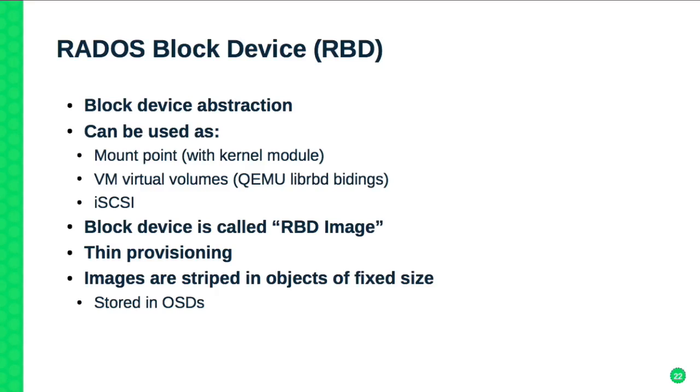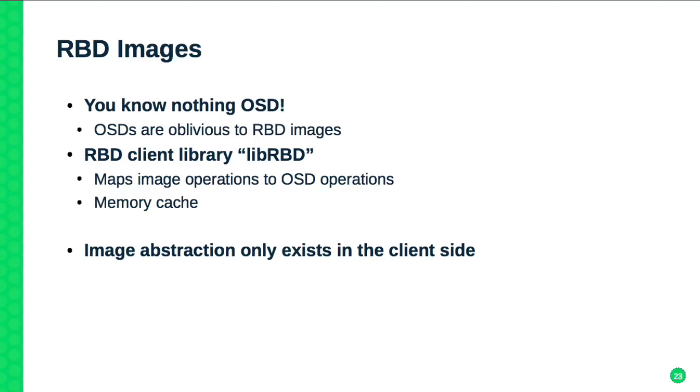As I said before, all these interfaces communicate with the underlying storage using librados. And the implementation of RBD is in a library called librbd, which will communicate with librados. An important thing that everyone should know is that the underlying storage, the OSDs, know nothing about RBD. So the block device abstraction is completely implemented in the client library. Ceph, the OSDs, the object store, doesn't know what an RBD image is.